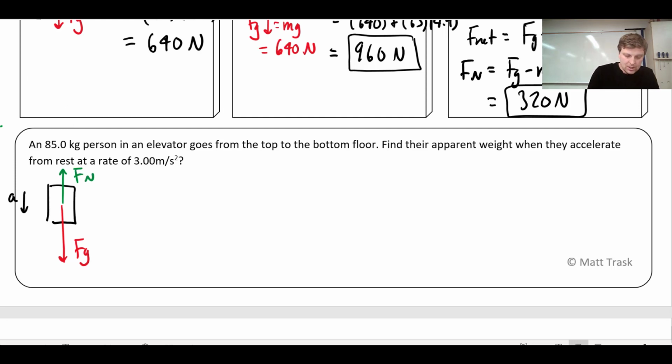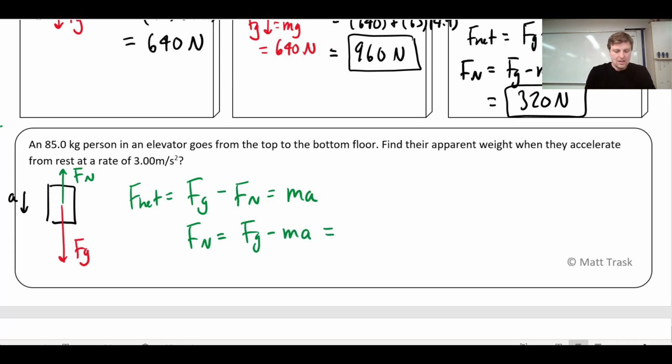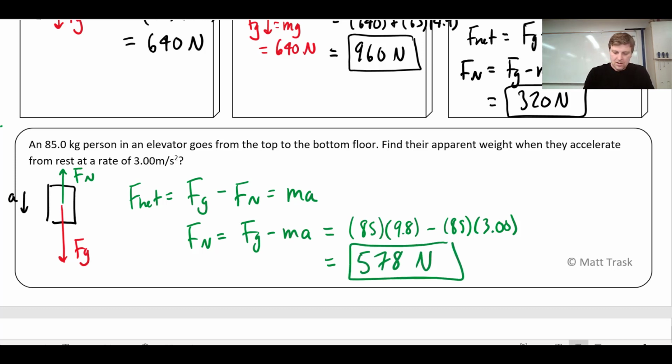So I'm going to create my F net equation. F net equals winner, gravity, minus loser, normal force, equals ma. And then solving for Fn, Fn is going to equal Fg minus ma. Now I didn't solve gravity yet, but I can just plug in m and g. So I get 85 times 9.8 minus 85 times 3. And I realize now I could have just collected my like terms, but I've come this far, so too bad. And the final answer ends up being right around 578 newtons. I guess I'm good to 3 sig figs on this one. Okay, so that is it for elevator problems.